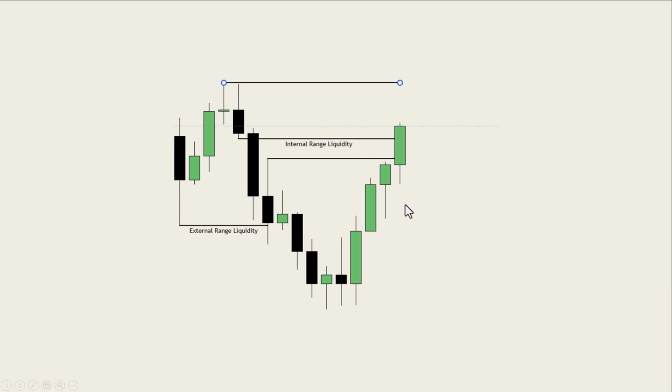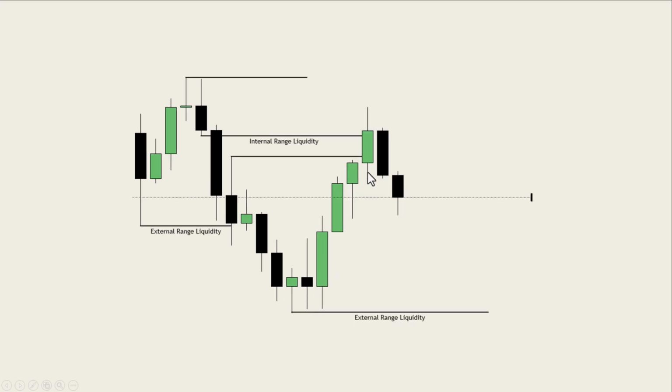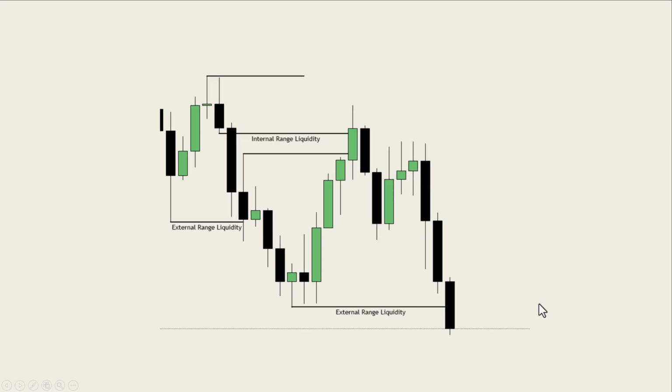And then we see price entered into the internal range liquidity. Then what will be our target? This external range liquidity will be the target, and we see price has respected the internal range liquidity, so external range liquidity will be a target. We see price has what? Sought external range liquidity. So let's get to the chart to see more examples.